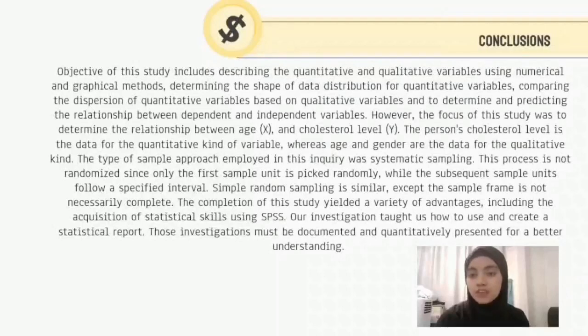The person's cholesterol level is the data for the quantitative kind of variable, whereas age and gender are the data for the qualitative kind. The type of sampling approach employed in this inquiry was systematic sampling. This process is not randomized since only the first sample unit is picked randomly, while the subsequent sample units follow a specific interval. Simple random sampling is similar, except the sample frame is not necessarily complete.